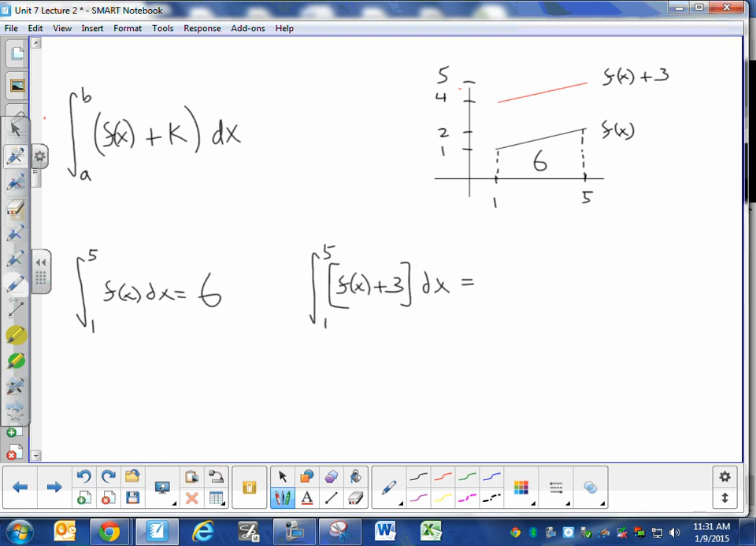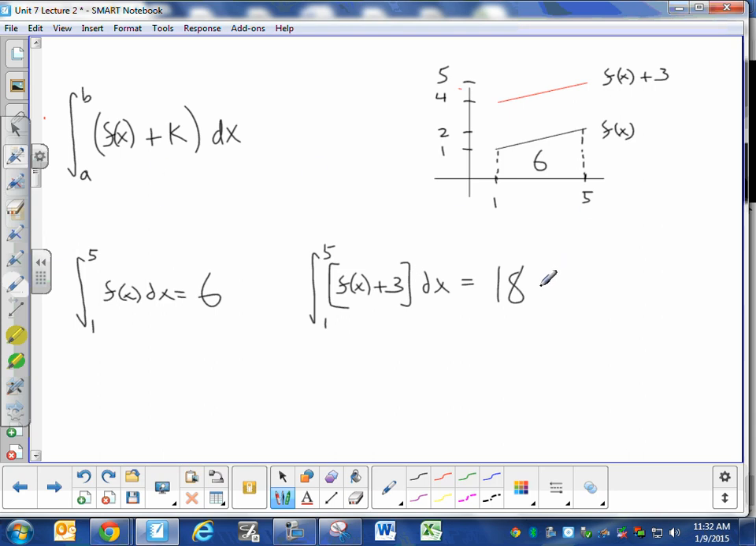What is the area under f of x plus 3 from 1 to 5? I found out that the area from 1 to 5 of just f of x was 6. F of x plus 3, 18. Thank you. Not 9. It's not 6 plus 3. So this is kind of different. This is not very easy.